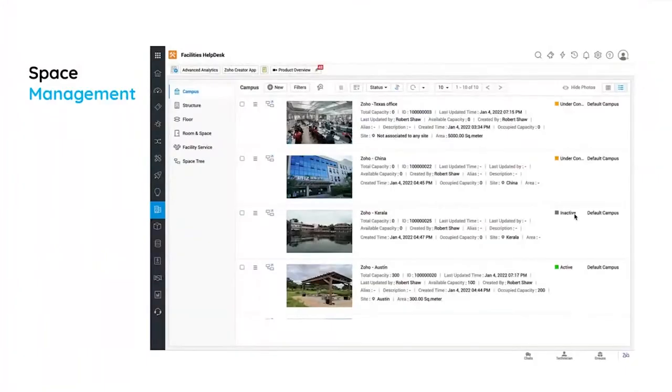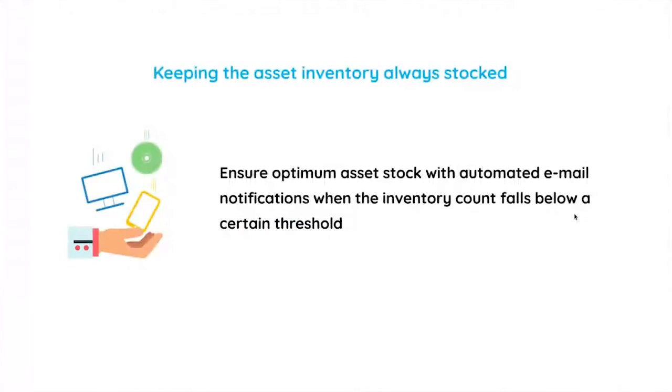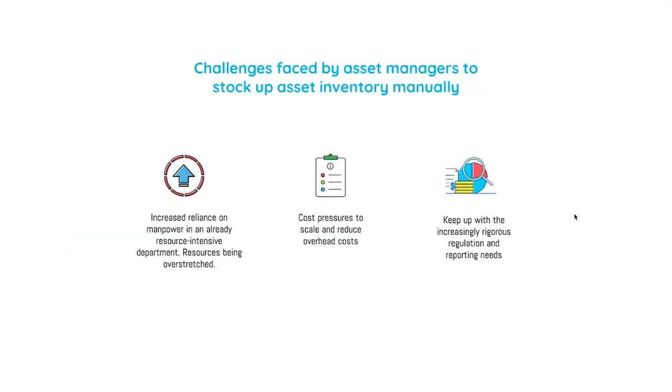Now, the next feature I want to go over is asset replenishment. Asset replenishment will help you ensure that your asset inventory is always stocked. And this is achieved by sending an automated email notification if your asset inventory count falls below a certain threshold. Now, why do you need to have an automated asset management system?